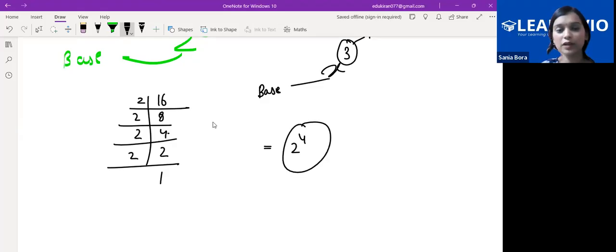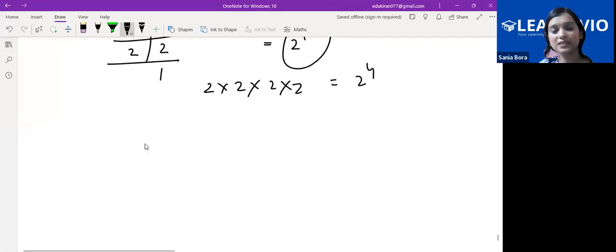Okay, so first you will write it like this: 2 multiplied by 2 multiplied by 2 multiplied by 2. How many 2s are there? 4.